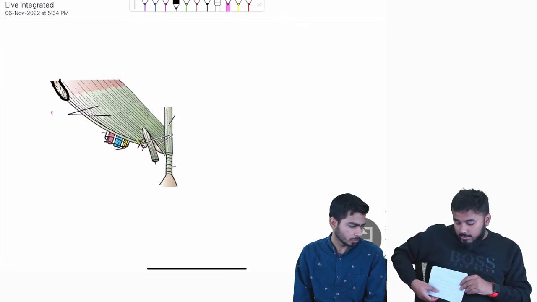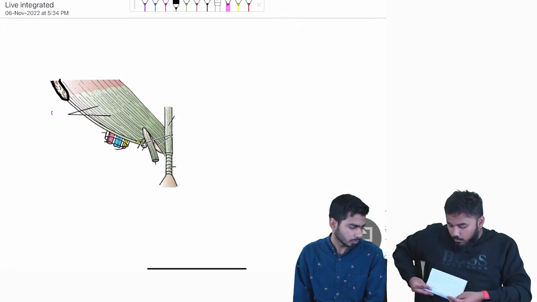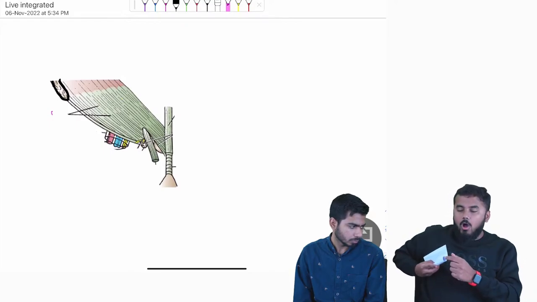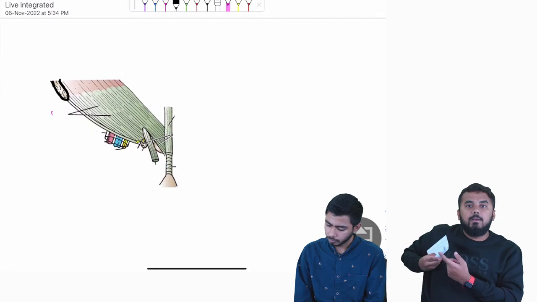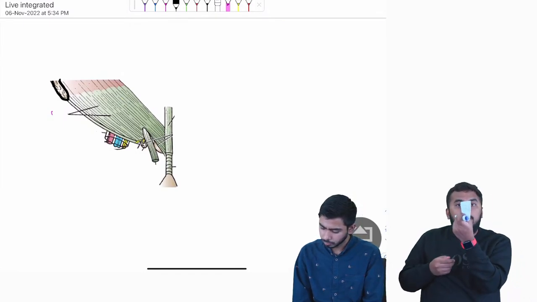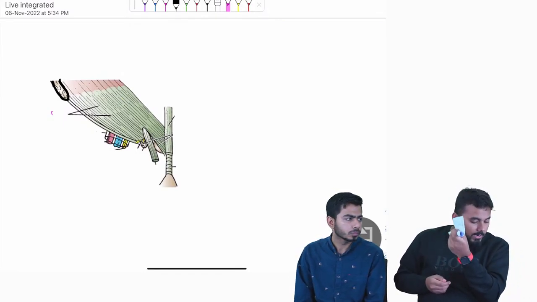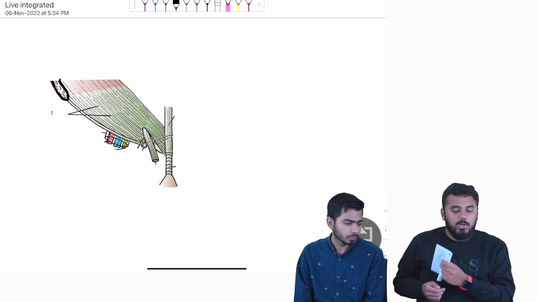What did I tell you? The lower part will fold inside like this to form a ligament here. What is this ligament? This is called the inguinal ligament. Okay, this is called the inguinal ligament.